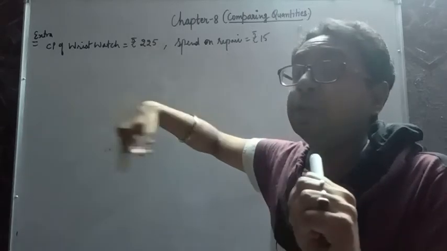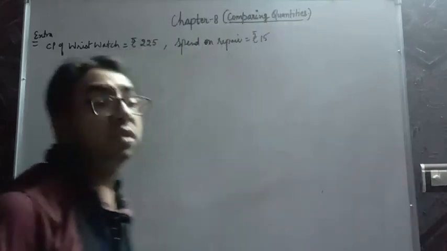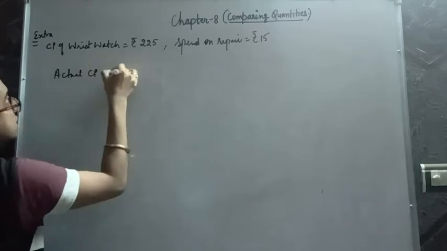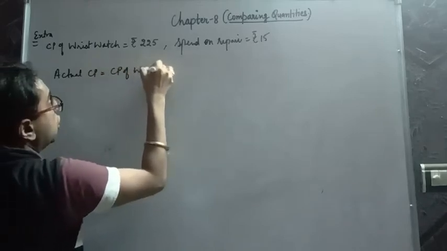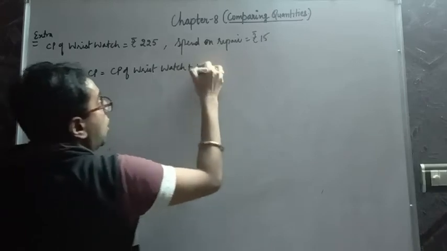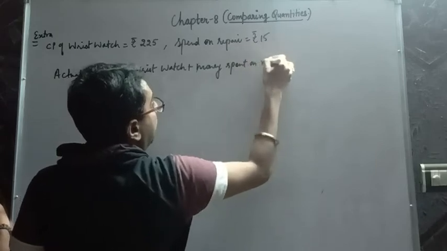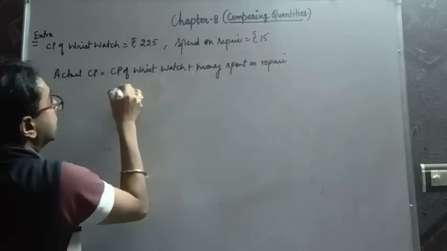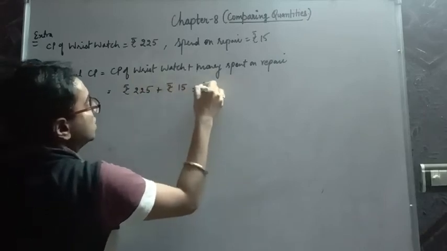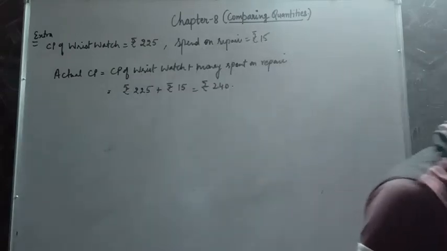So what do you think? What will be the total CP? This alone or will this be added? Absolutely correct, this will be added. So what is the actual CP in this? Actual CP is the CP of wristwatch plus amount or money spent on repair. Therefore, rupees 225 plus rupees 15. What is the amount? Amount is 240. Right? Next question.